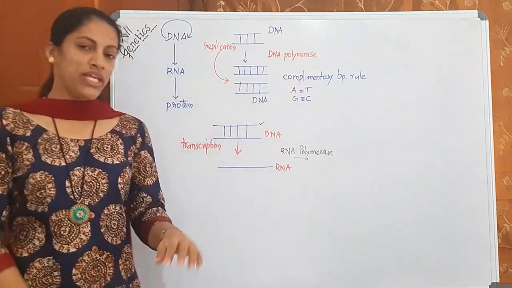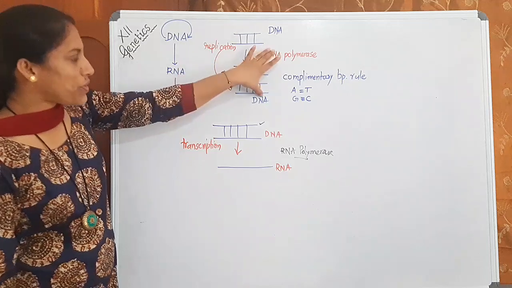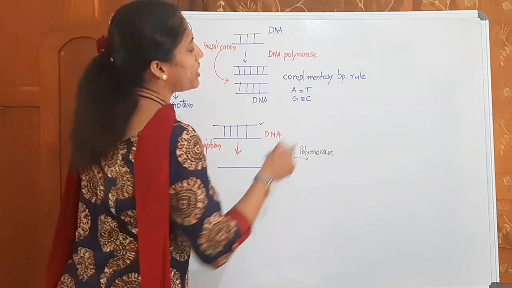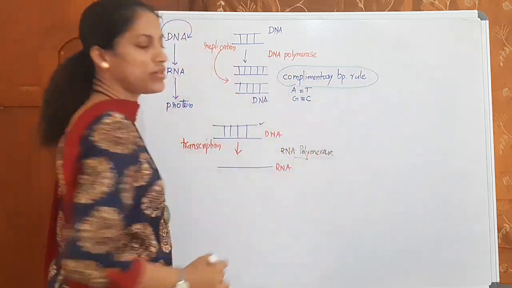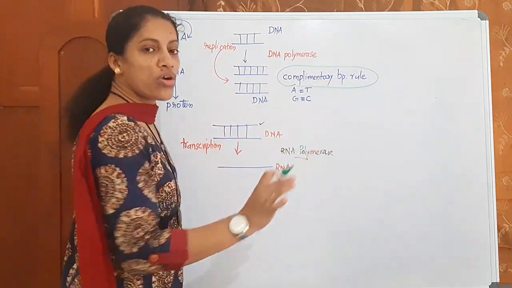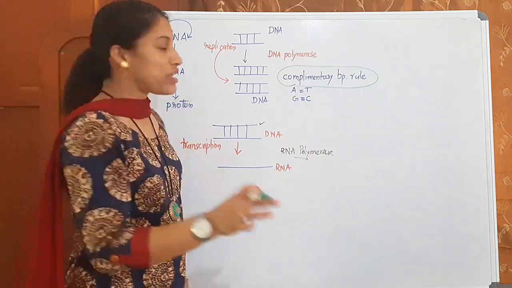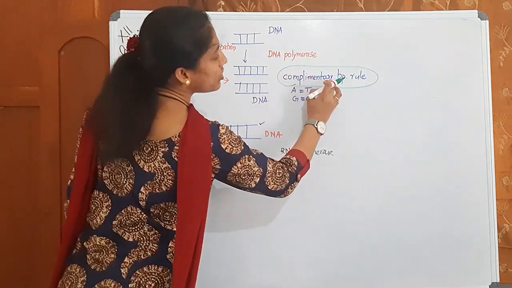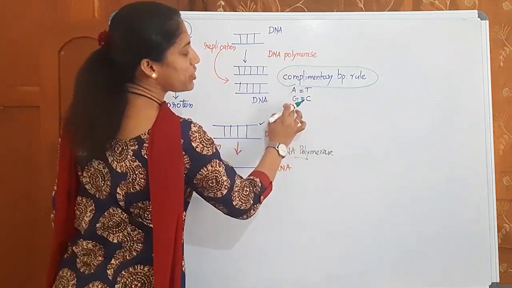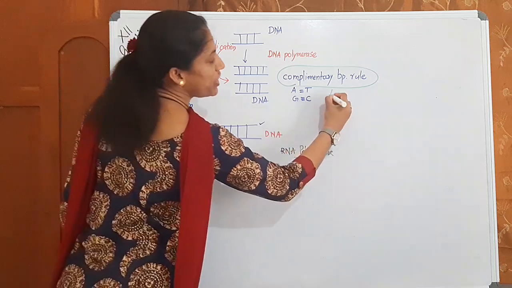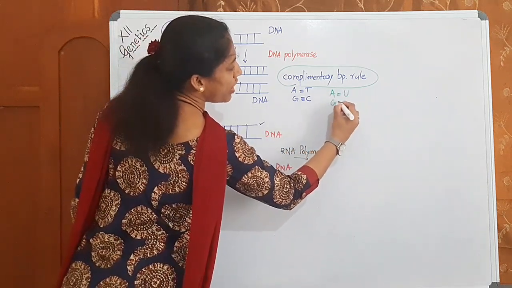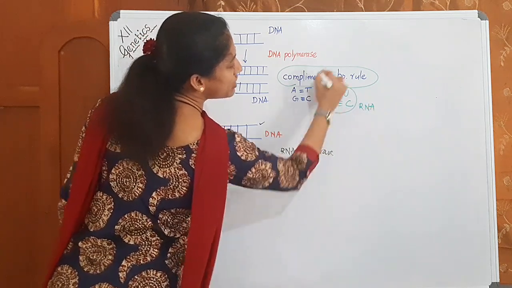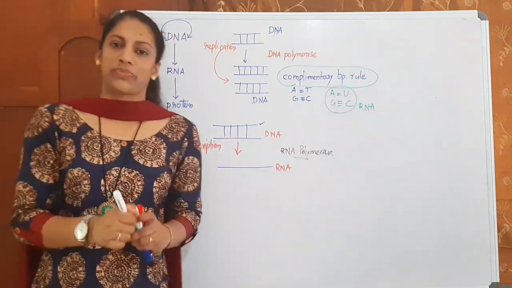So just revision only. For this process and this process, the principle is complementary base pairing rule. If there is no complementarity existing, there is no chance for replication and transcription. In DNA, complementarity is between adenine and thymine, guanine and cytosine. In copying to RNA, it is between adenine and uracil, guanine and cytosine. That's the only difference.